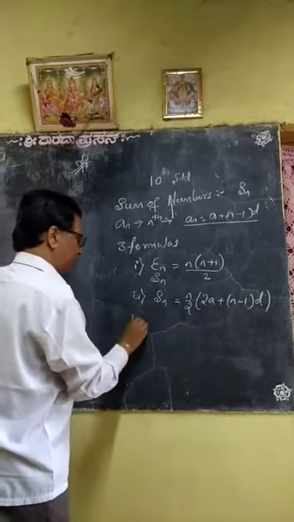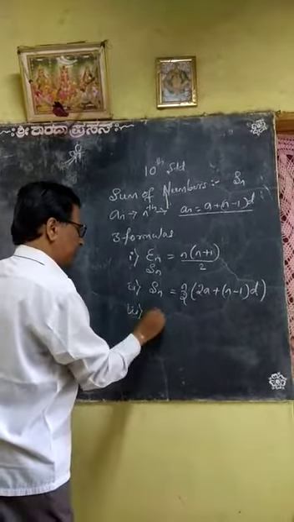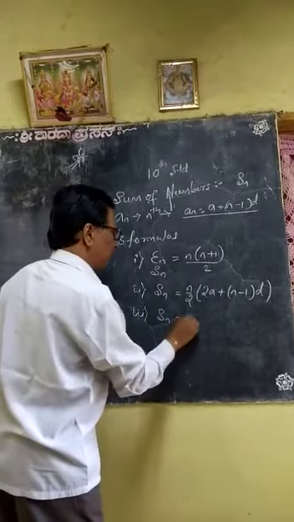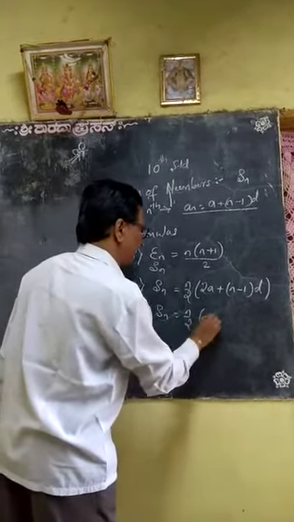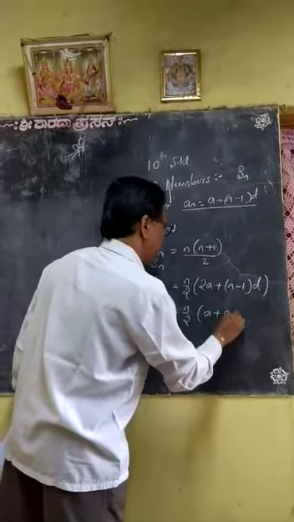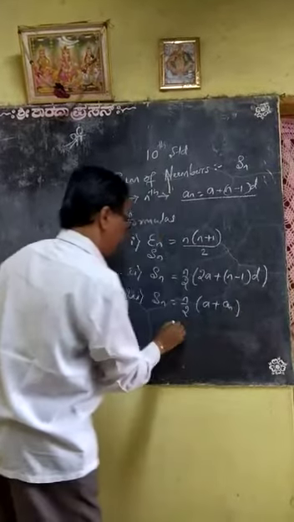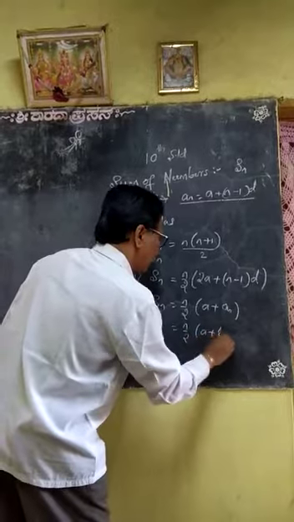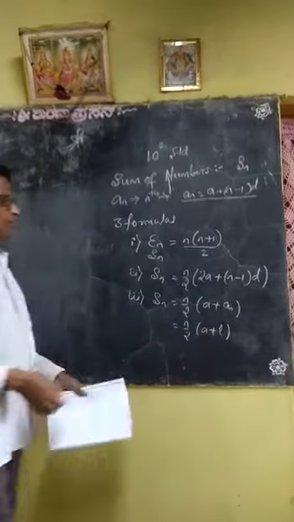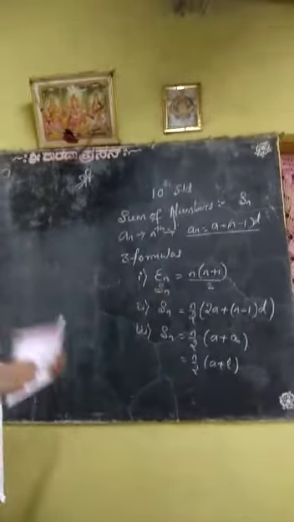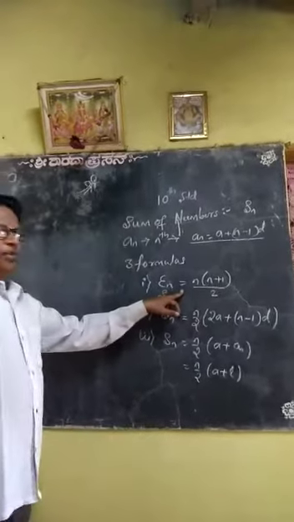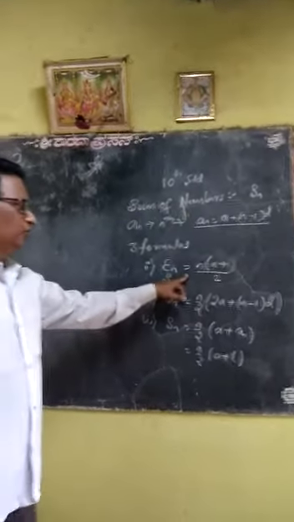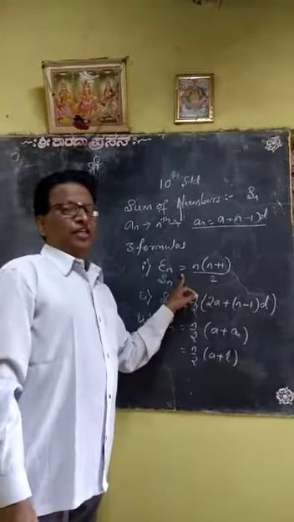Number 3, Sn is equal to n upon 2 into bracket a plus an, or n upon 2 into bracket a plus l. These three formulas are different here because this one is used to calculate the sum of the natural numbers.